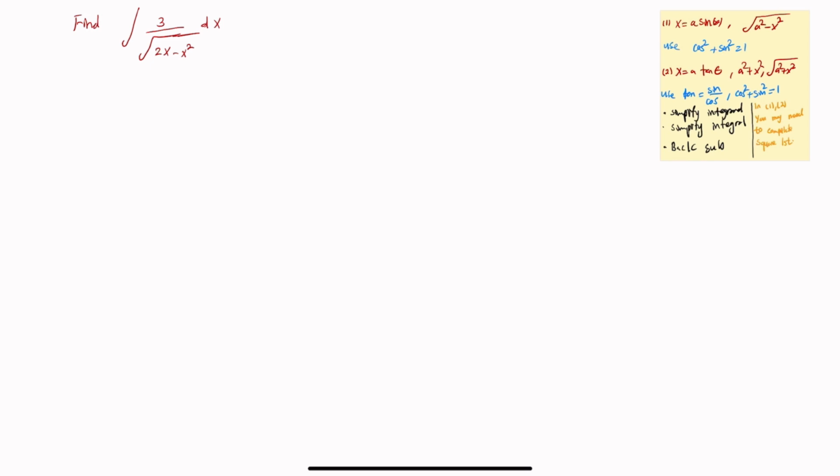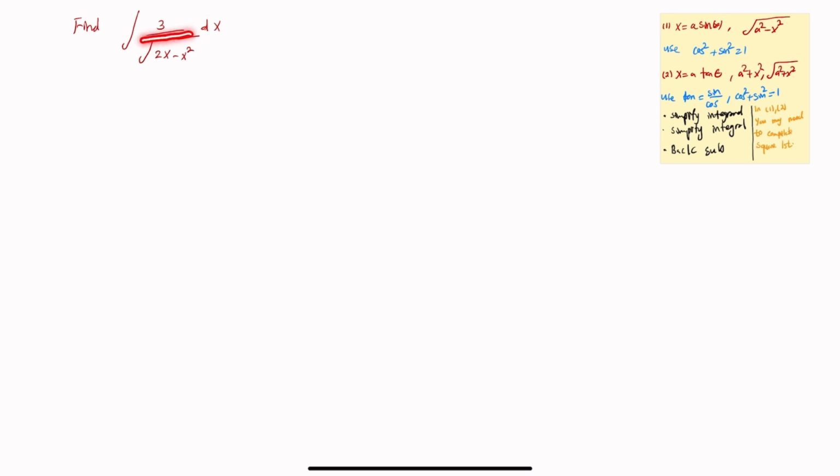But notice it has to be in the form of the square root of a squared minus x squared. So we need to rewrite this square root. How are we going to do that? We're going to use this note here in orange. What we're going to do is complete the square.